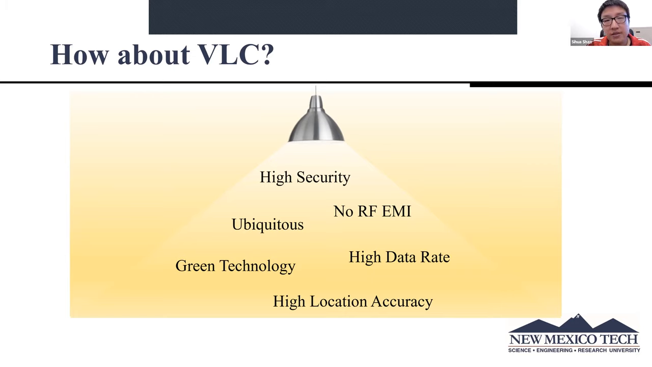It can achieve a high data rate once it applies the MIMO technique. And it's a green technology because, in addition to the power you spend on illumination, it only costs a little bit more to enable the communication. And finally, the high location accuracy is a benefit resulting from the dominant line of sight of the visible light signal. You have some reflection from the walls, objects, and obstacles, but compared to the link between the light source and your optical sensor, those reflections are an estimated 3% of the line of sight. So they are not even strong enough to create interference. That's the reason why we get very high location accuracy.